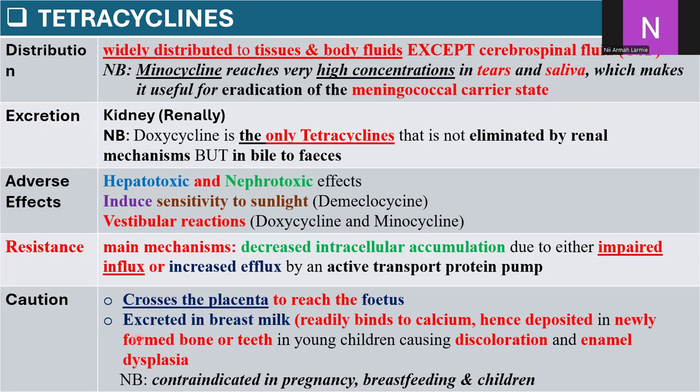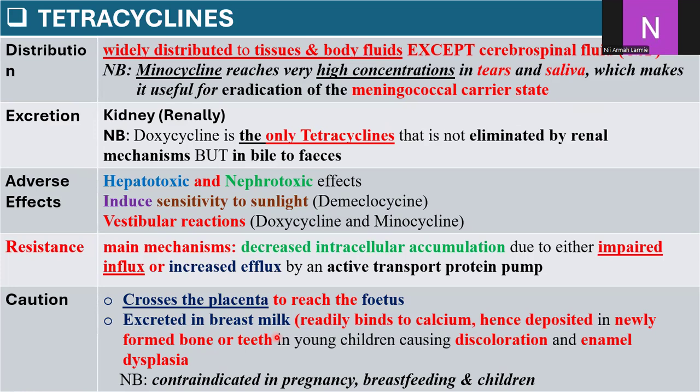So do not give tetracyclines to pregnant women. Do not give it to breastfeeding mothers. Do not give it to children. It's going to affect their developing bones and their teeth. So those are the two that deal with the 30S subunit.